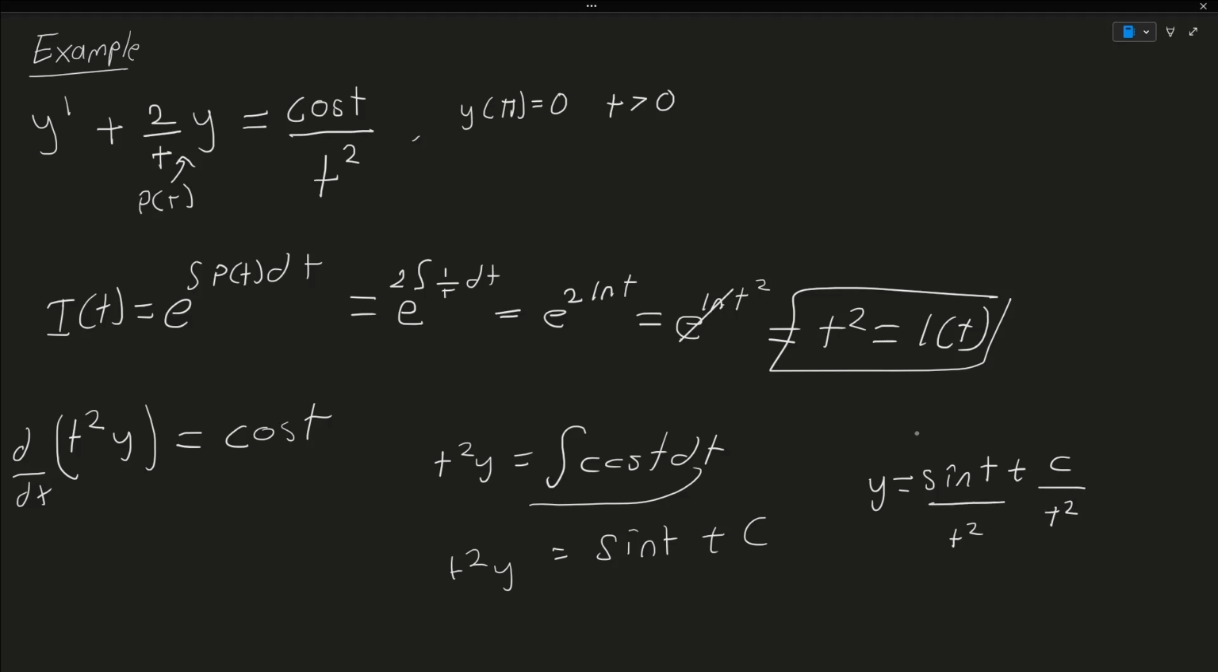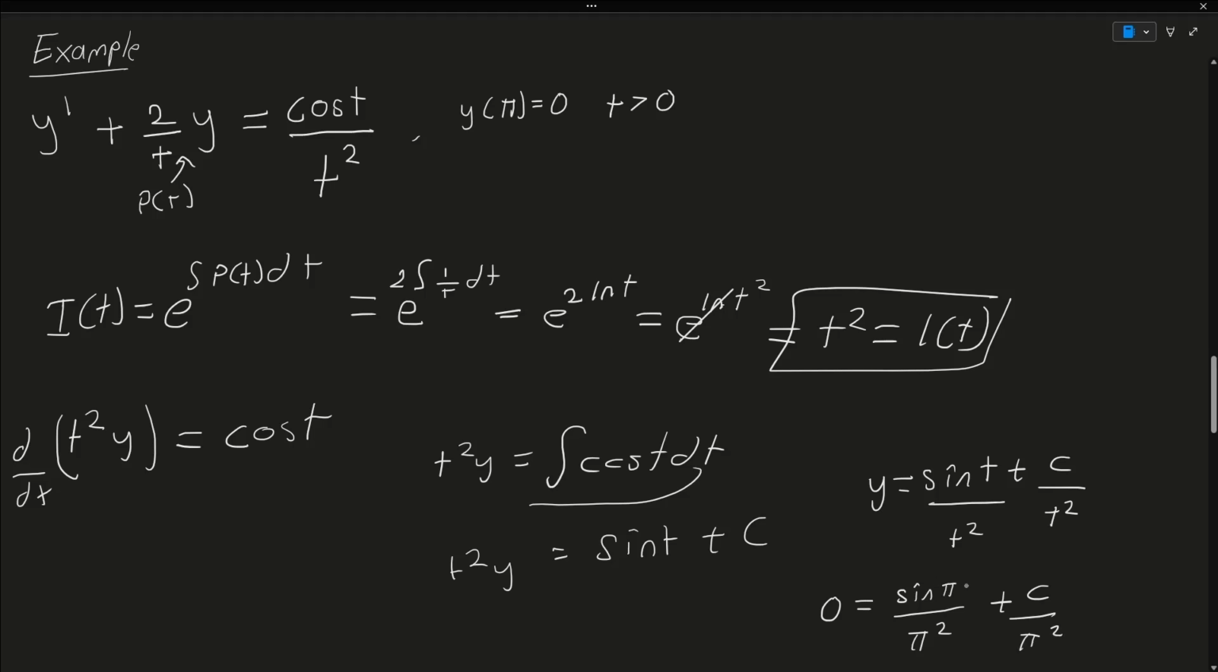Alright, awesome. Now our goal is to use the initial condition to solve for c, and now we would have a particular solution. Well, now let's try it. When we have pi for t, we would have 0 for y, so 0 equals sine of pi over pi squared plus c over pi squared.